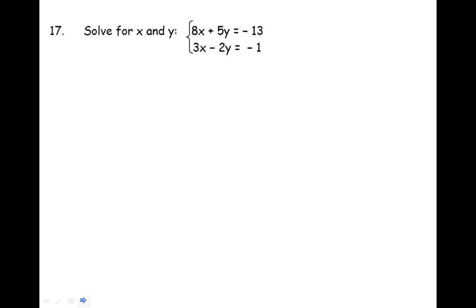Solve for x and y. Here we have two systems, so we're going to do the elimination method. What we want to do is either get rid of the x or get rid of the y. Since one of my y's is positive and one of them is negative, that's what I'm going to work on.